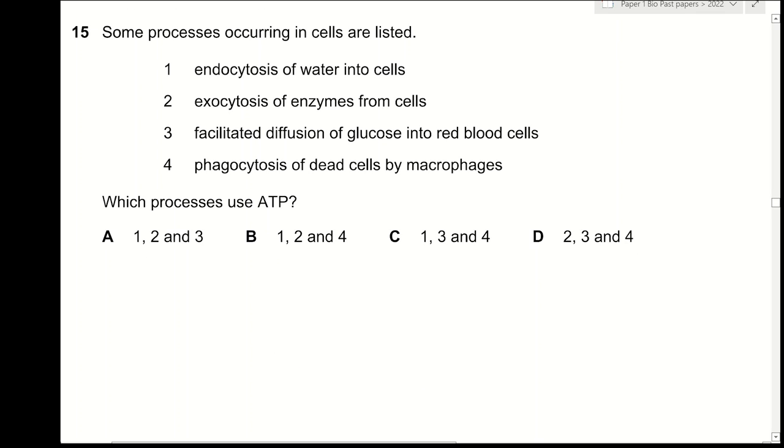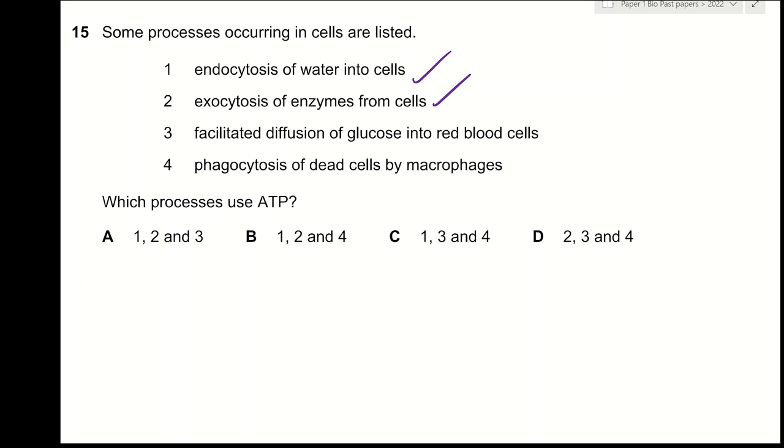Question number 15. Some processes occurring in cells are listed. Which processes use ATP? Now, one, we have endocytosis, and two, we have exocytosis. So both endocytosis and exocytosis require ATP, because the movement of vesicles into or out of the cell also requires ATP. Therefore, endocytosis and exocytosis is correct.